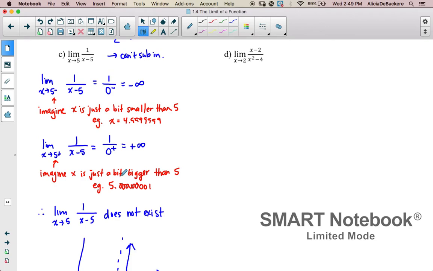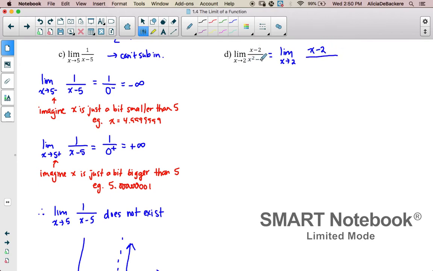All right, next we're going to take a look at this function here. Again, if I imagine plugging 2 into this, I would get in the denominator 2 squared minus 4. That's equal to 0, so I can't actually do that. So kind of like yesterday, we're going to see if we can play around with this guy and simplify this expression.